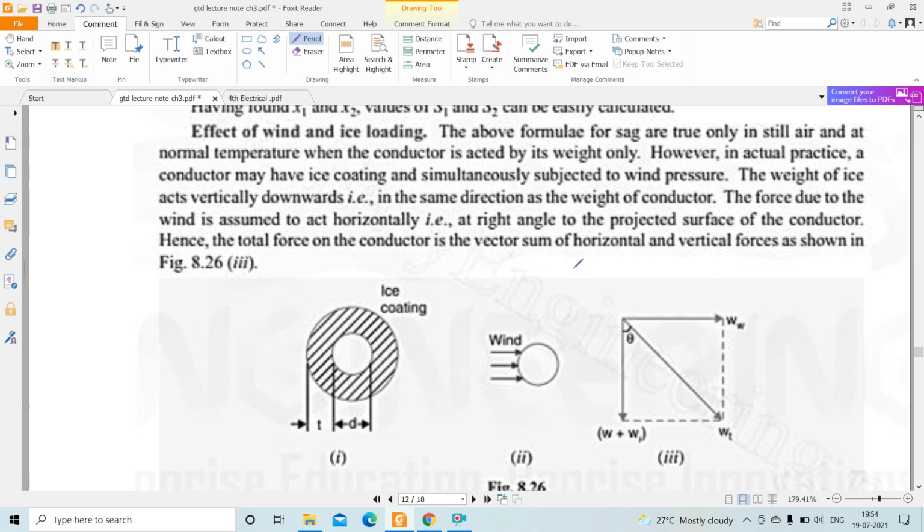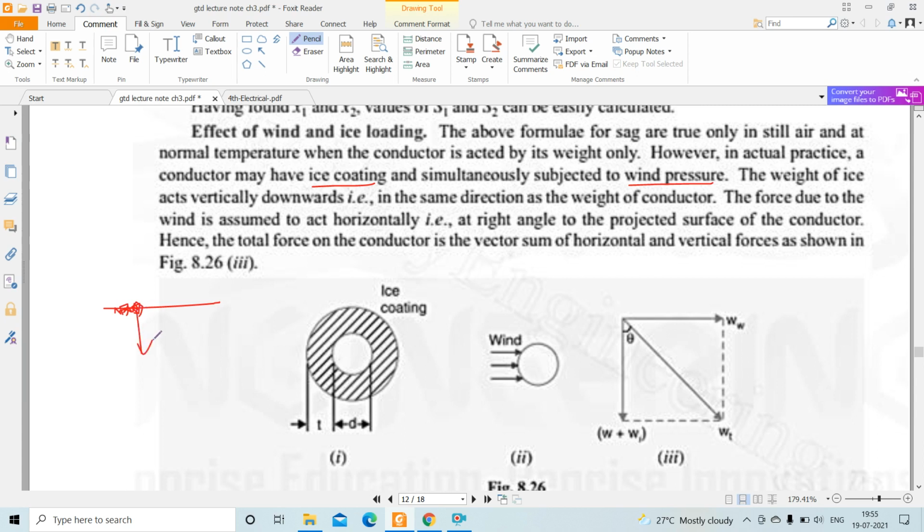These two formulas are only for when the conductor is in still air and at normal temperature and acted on by its own weight only. But in actual practice, the conductor may have an ice coating and simultaneously be subjected to wind pressure. Ice coating is there and wind pressure is also there in practical cases. If this is the conductor, the ice coating is like this, surrounding the conductor. So the weight of ice acts vertically downward.